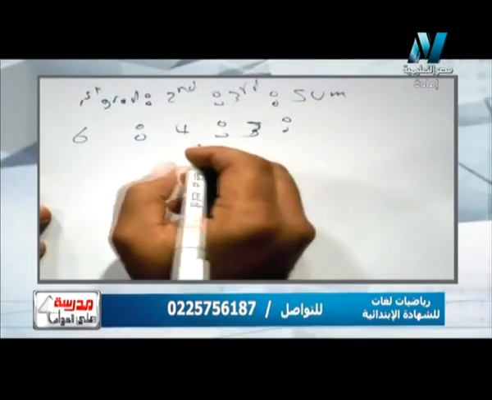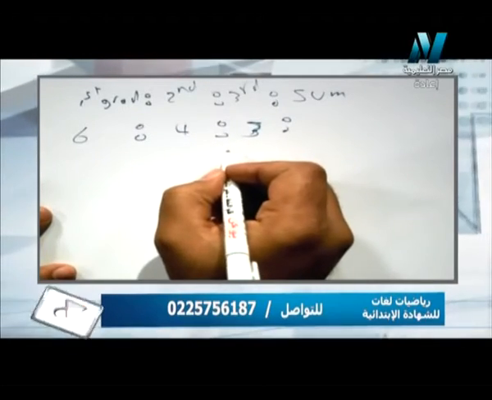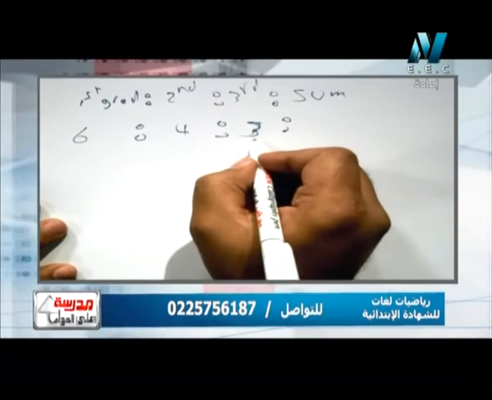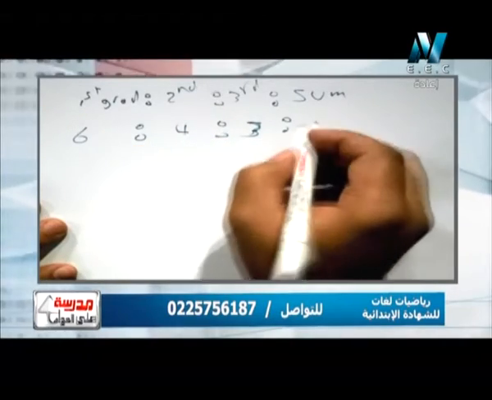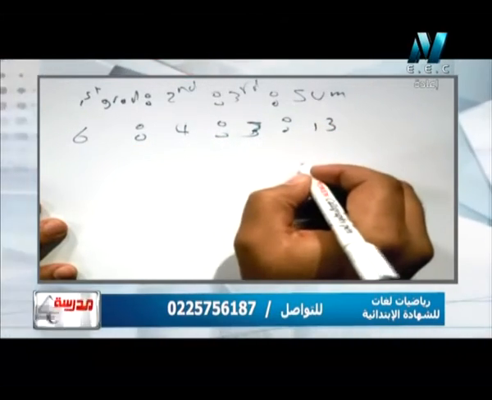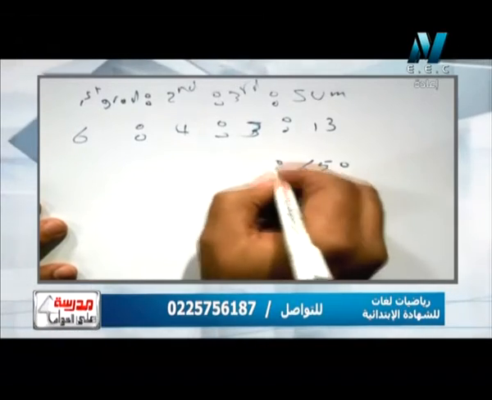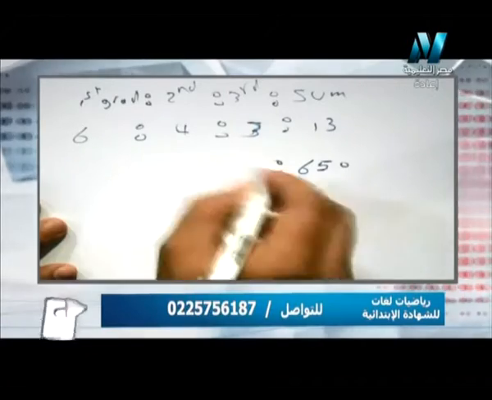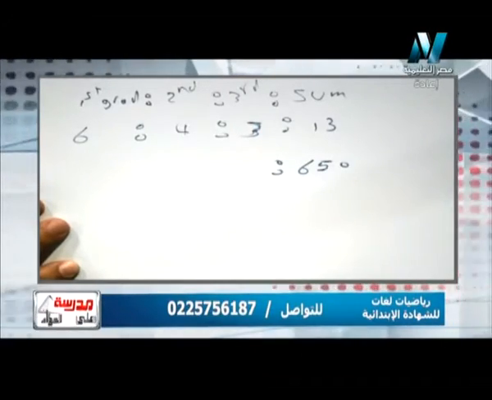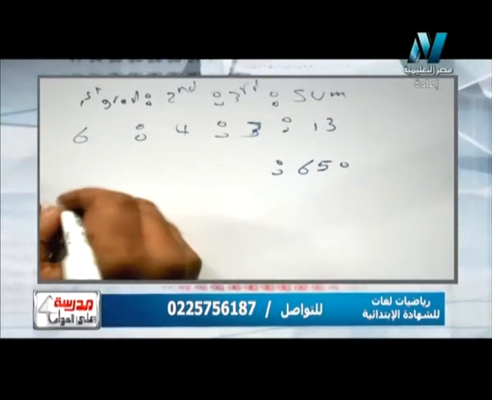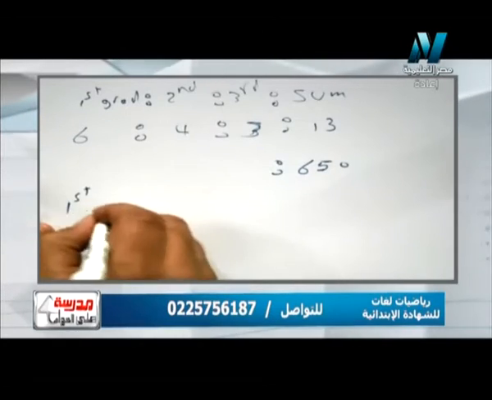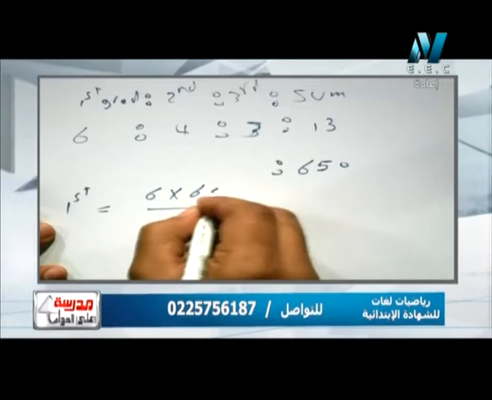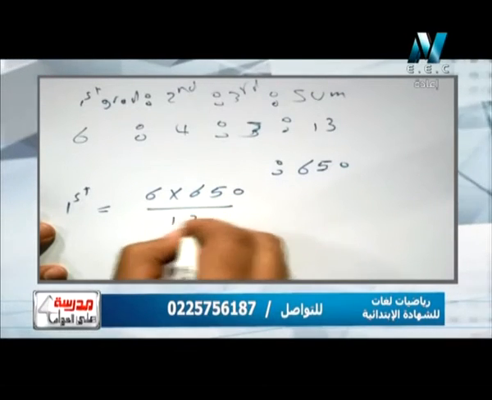Just add them. Yes, 6 plus 4 plus 3. Excellent. 6 plus 4 plus 3 equals 13. Just write 650 in this cell. Yes, in this place. Just multiply or use your calculator to get the number of the first grade. Yes, 6 times what? Excellent.